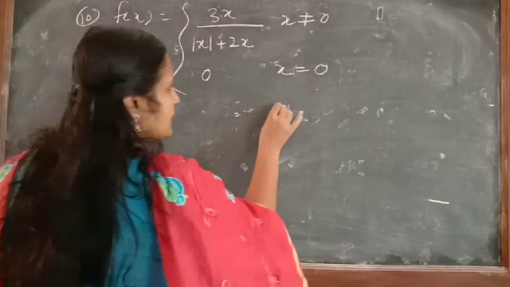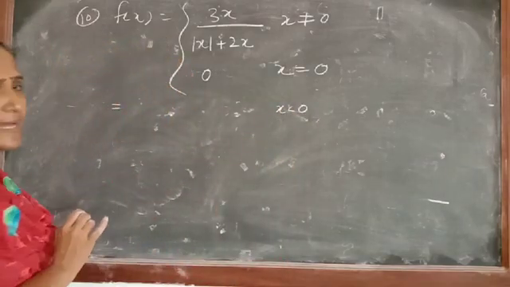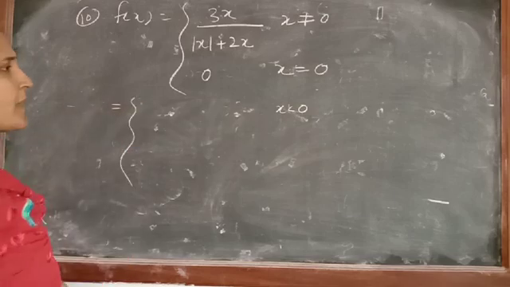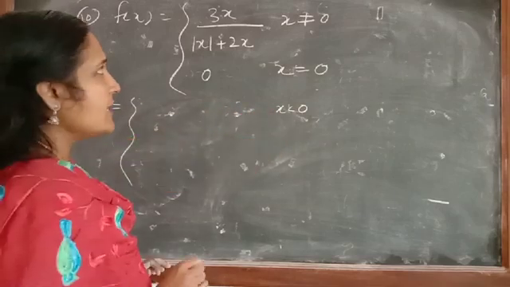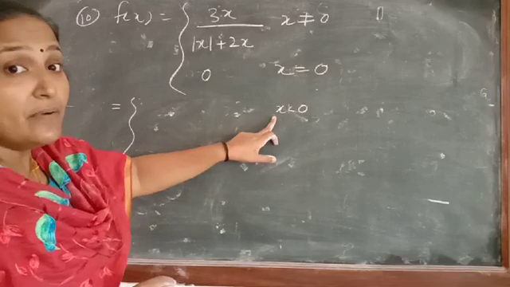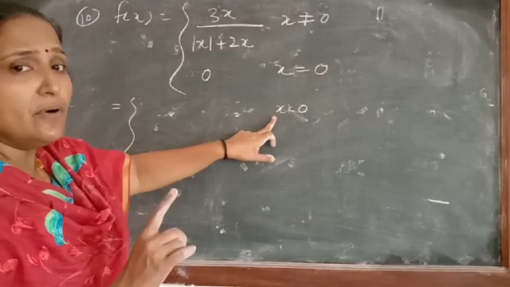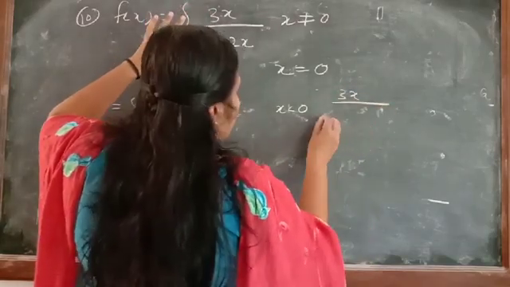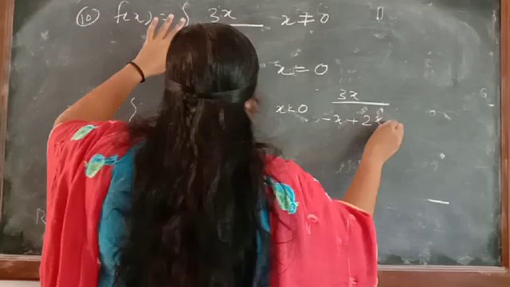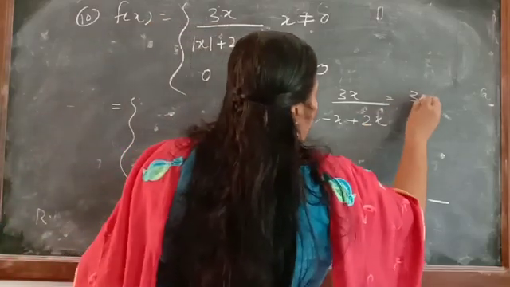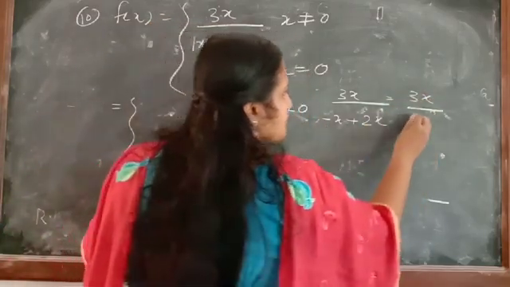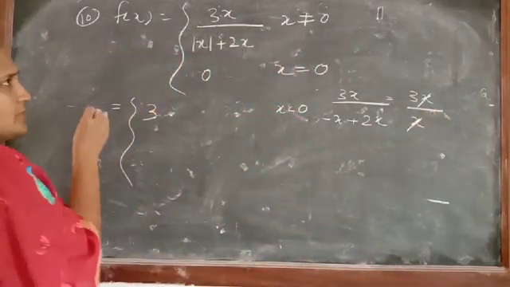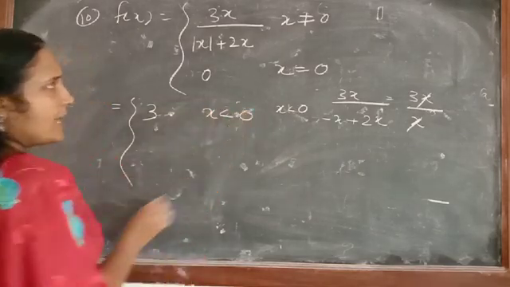We will take the first condition when x is smaller than 0. If you want, you can do the rough work here and directly write down the function. We know if x is less than 0, mod x will be equal to minus x. So just to check, if we substitute mod x is equal to minus x, what will come here? Minus x plus 2x. Then we will get 3x by 2x minus x, which is equal to x. x and x will get cancelled. We will get the answer equal to 3 when x is less than 0.